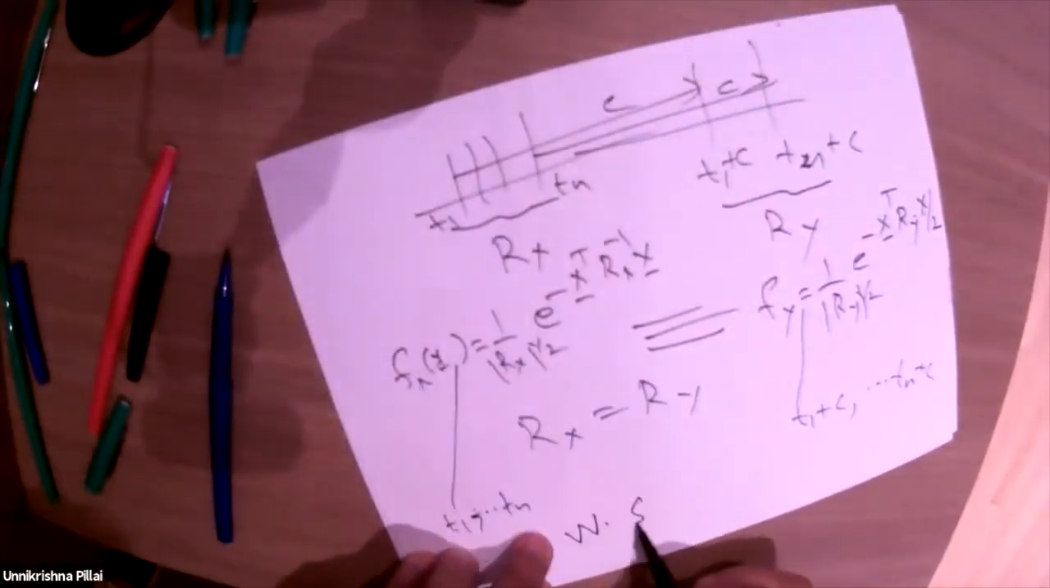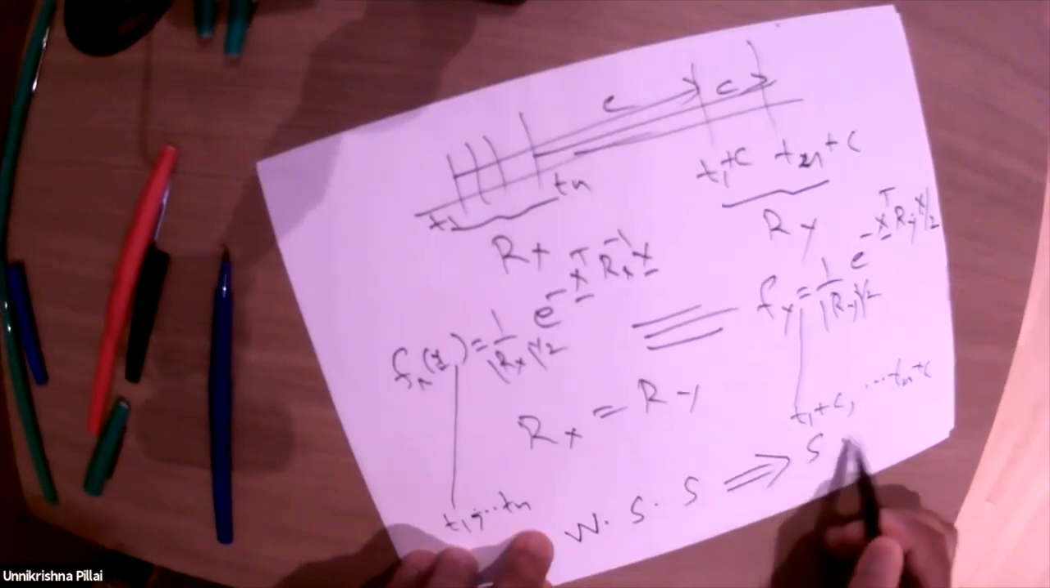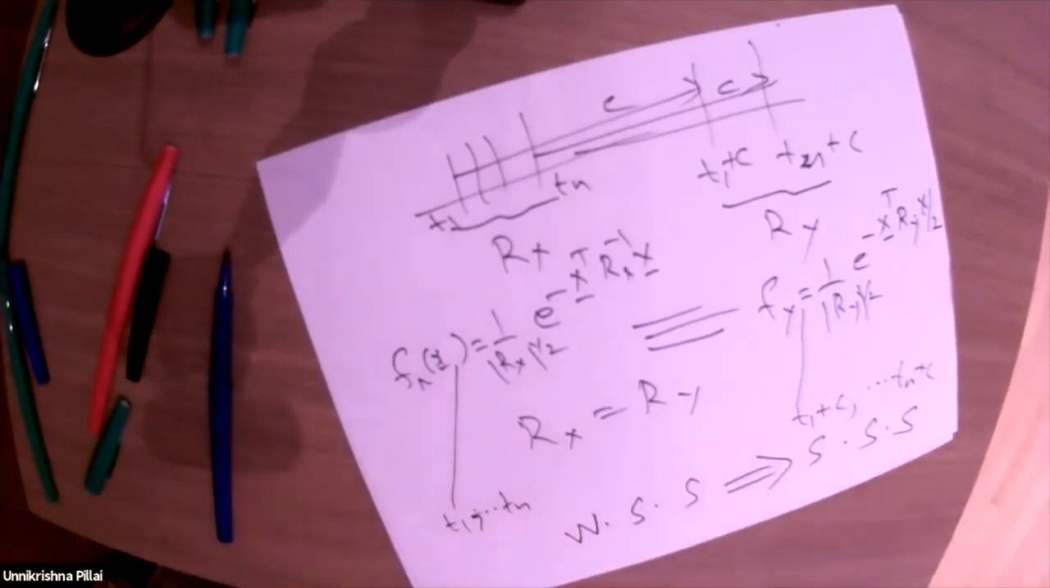Consequently, in this case, wide sense stationarity leads to strict sense stationarity for Gaussian processes only. This is the only exception. So for Gaussian processes, if we say stationary, that means both. It's wide sense stationary, but it's also strict sense stationary.